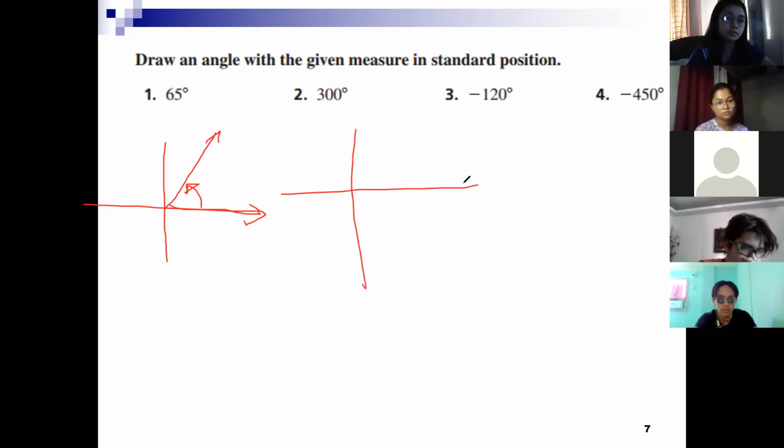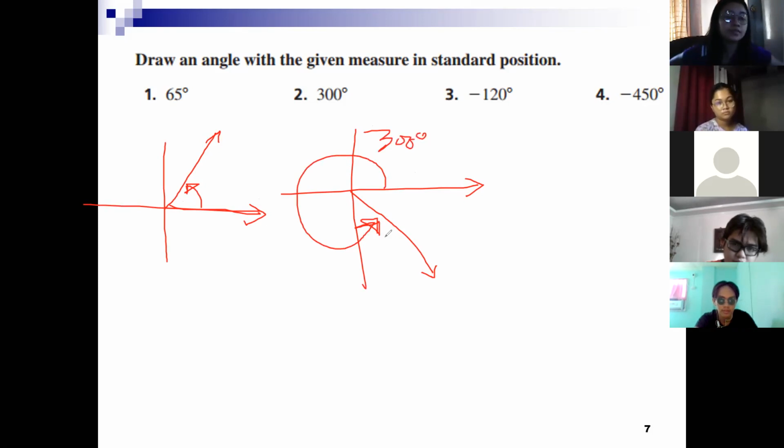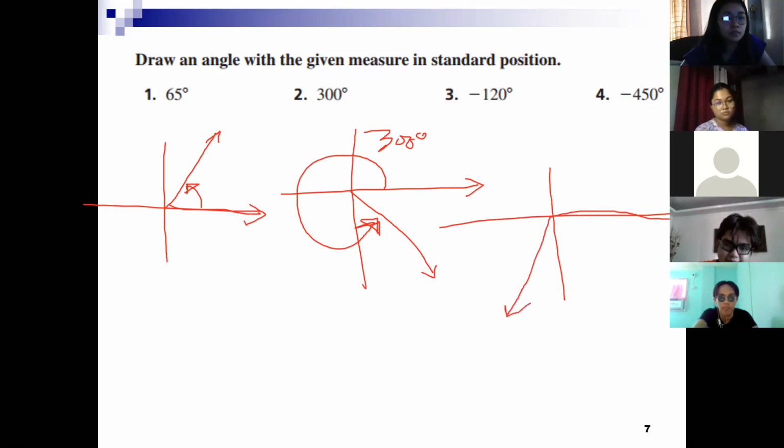300 degrees, your terminal side goes to the fourth quadrant. So this is your positive 300 degrees. So the reference angle there is 60 degrees, which is here. For number 3, negative 120 degrees, it's more than 90 degrees. So the initial side still is in the positive abscissa. Your terminal side is in the third quadrant. So this is negative 120 degrees.